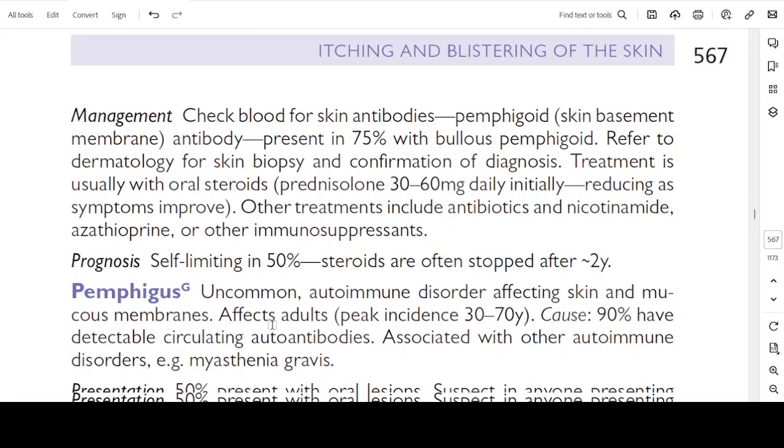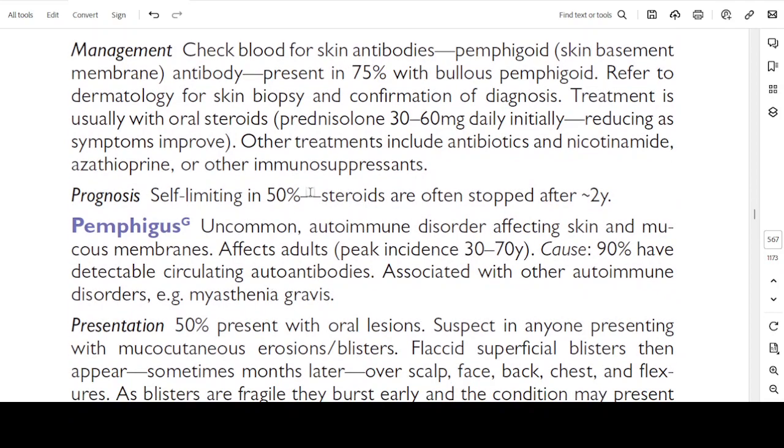Page 791. Management. Check the blood for skin antibodies. So pemphigoid is an autoimmune disorder, so you have to check for skin antibodies. In pemphigoid, skin basement membrane antibody is present in 75% of cases of bullous pemphigoid. Refer to dermatology for skin biopsy and confirmation of diagnosis. Treatment is usually with oral steroids, prednisolone 30 to 60 milligrams daily initially, reducing as the symptoms improve. Other treatments include antibiotics and nicotinamide, azathioprine or other immunosuppressants. Prognosis for pemphigoid: self-limiting in 50% of cases, and steroids are often stopped after 2 years.